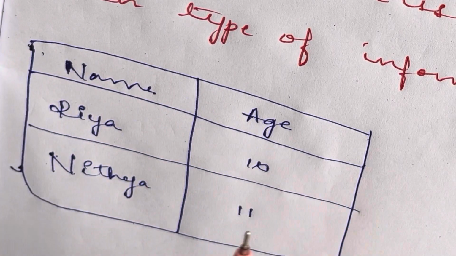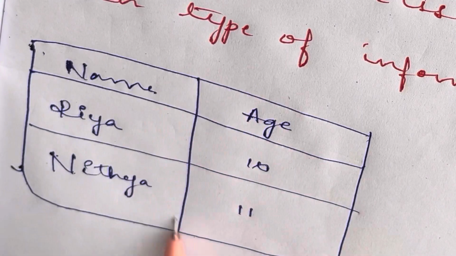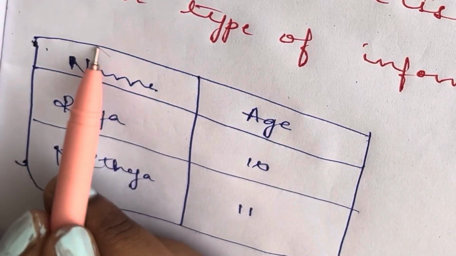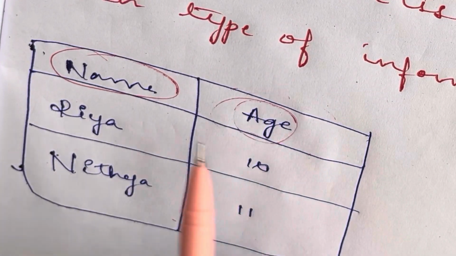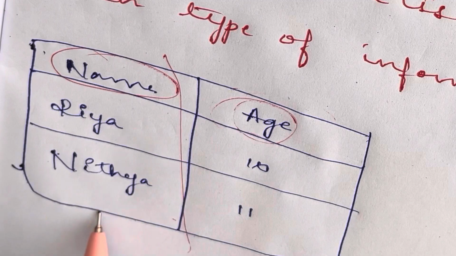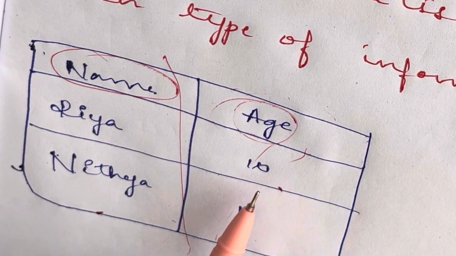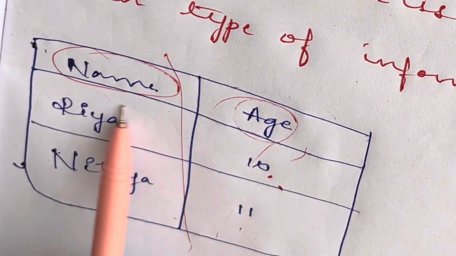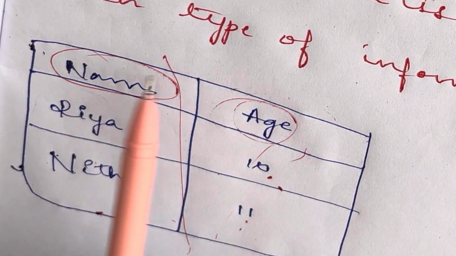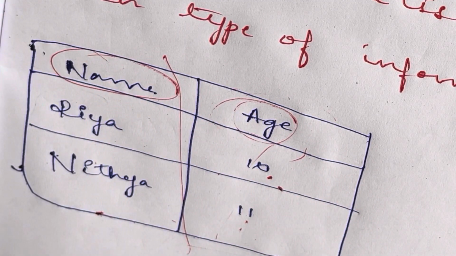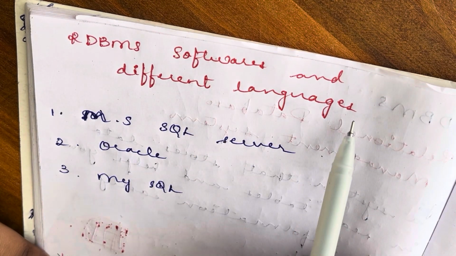Example, this is a table. You have different rows and different columns. The first column is name, the second column is age. This column contains the names of students, and this column contains the ages of the students. This is the age of the student called Ria, and this is the age of the student called Nitya. So this is overall the information, and overall it's a table. Next we are going to see about RDBMS software and different languages in detail.